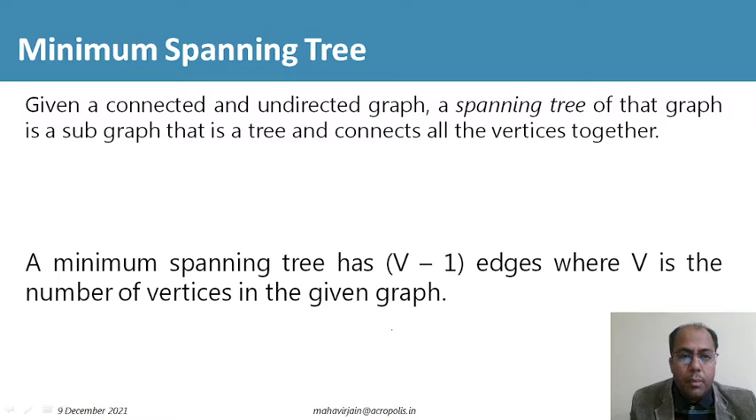Today we will discuss minimum spanning tree. Basically, a minimum spanning tree is a subgraph that connects all the vertices in V minus 1 edges, where V is the number of vertices in a given graph. So you can see over here that V minus 1 edges are required to connect all the V vertices. In any minimum spanning tree, if there are V vertices, then we need only V minus 1 edges to connect all the vertices. So this is the definition of the minimum spanning tree.